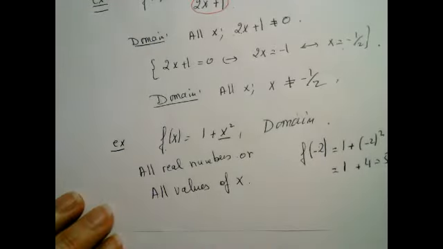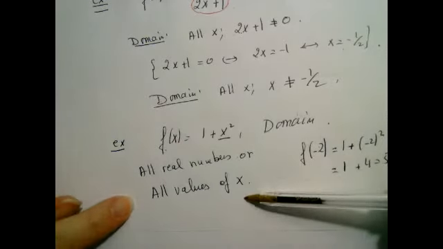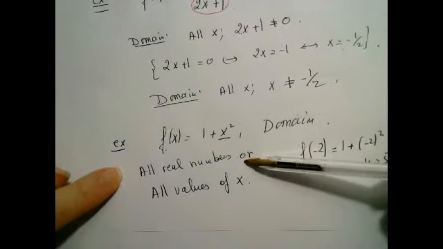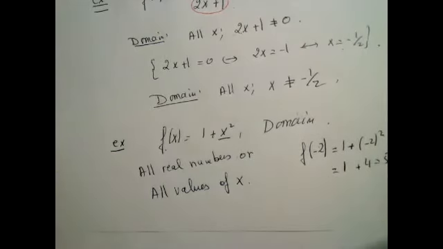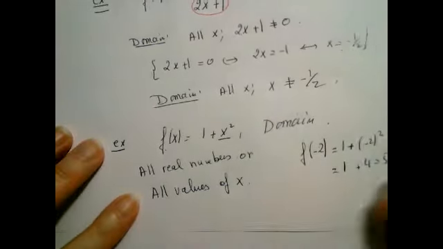Okay, so I mean exactly the same thing. So how do I then? When I say all values of x, I mean all real numbers. It's exactly the same thing. I'm not changing the scenario.